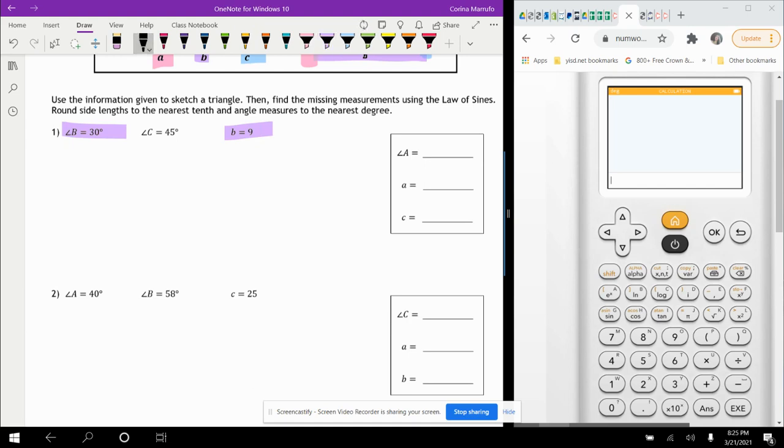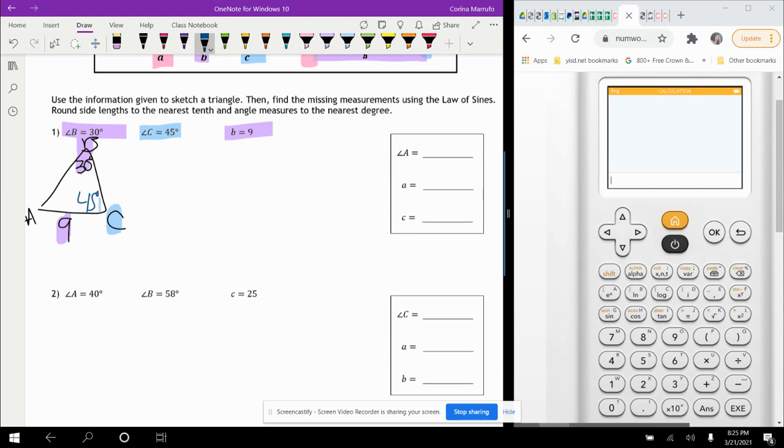It does want us to draw the triangle, so I'm going to draw the triangle here. We label it. That's kind of ugly, sorry, let me draw it again. We label it: this is A, this is B, and this is C. They tell us that B is 30 degrees. They tell us little b is 9, so that would be 9. Then we have big C, which is 45 degrees, which is this angle right here.